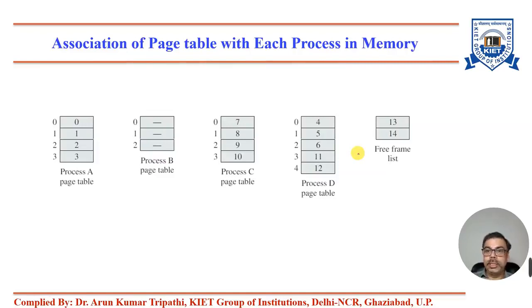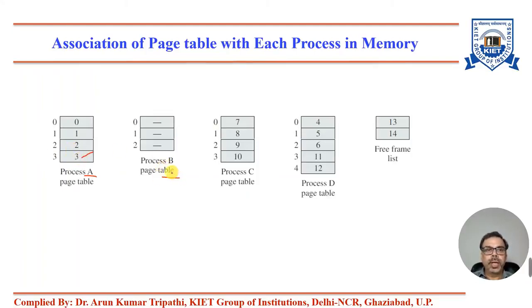Corresponding to every process, there is a page table. Keep in mind, corresponding to every process, there is a page table. So there should be a mapping for every process from page number to frame number. For example, process A has a page table like this one. Page number 0 resides at frame number 0. Page number 1 resides at frame number 1. Page number 2 at frame number 2. Page number 3 at frame number 3.